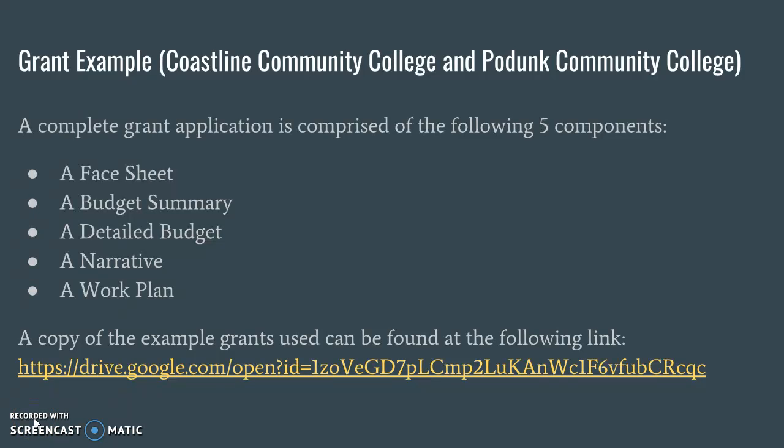A complete grant application is comprised of the following five components: a face sheet, a budget summary, a detailed budget, a narrative, and a work plan. I will talk briefly about each component using a sample proposal from Coastline Community College and Podunk Community College.